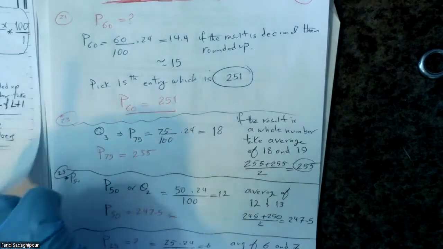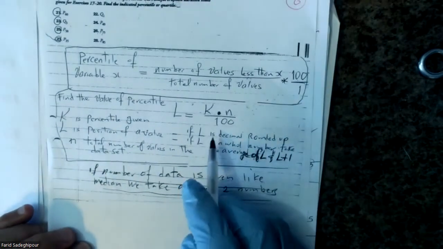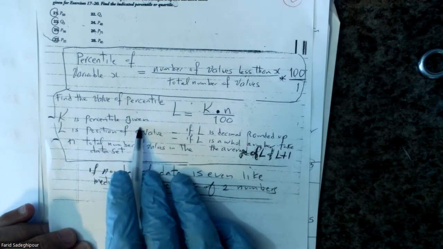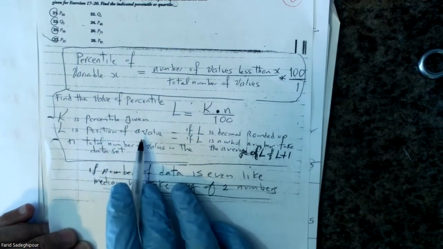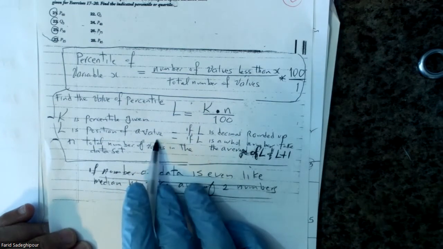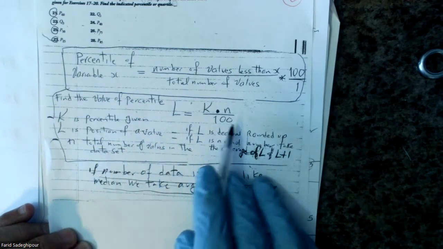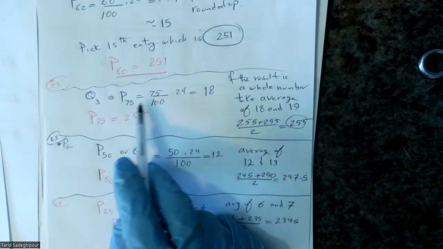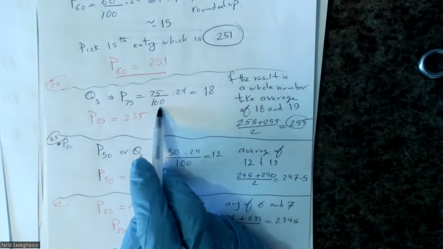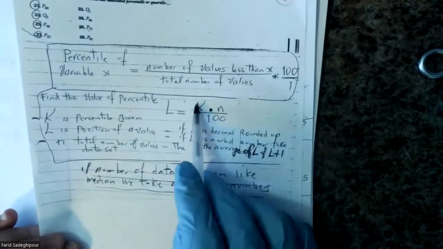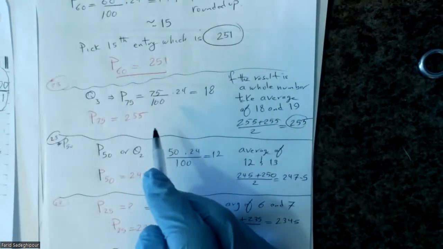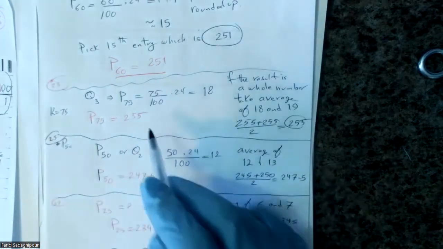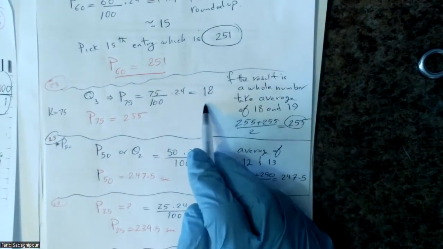So for that, we are using this formula. In this formula, K is the percentile given in the problem, L is the position of that value, and N, of course, is the total number. So here, the percentile is 75. This is 75 divided by 100. K is 75. And then how many numbers do we have? 24. So that is 18.